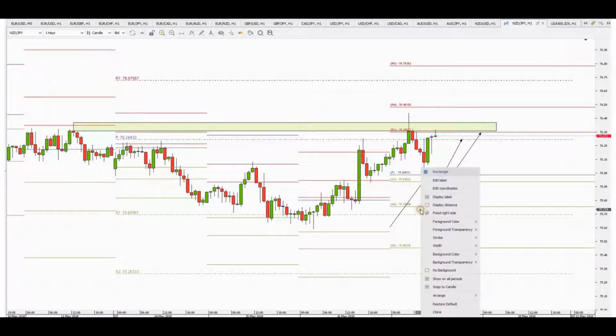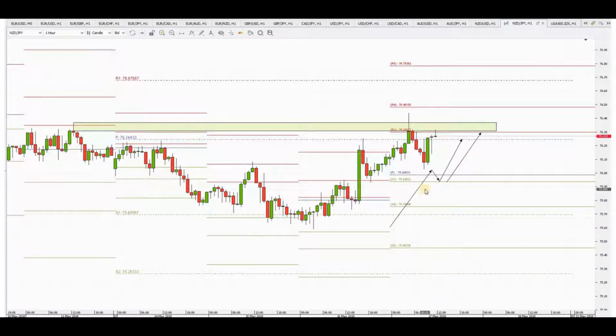So every time I would be just looking for the market to go to those levels where I could play the scenario, which is either a breakout, or a short, or a long. It depends.